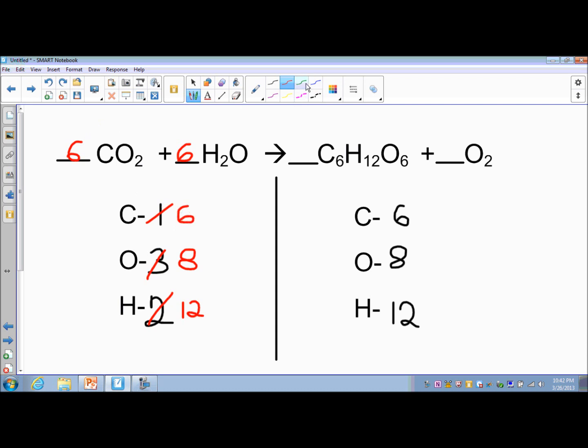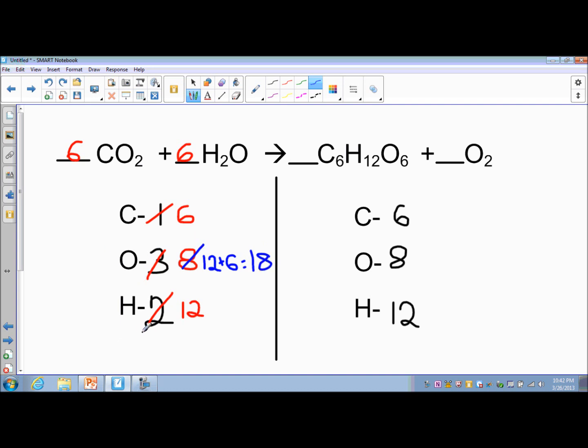Oh, but something has changed. Now my oxygen is going to be thrown off, because now instead of having 8 oxygens, I'm going to have 6 times 2, which is 12. And I'm going to have to add that with the other oxygens I have over here. So 6 times my invisible 1 subscript. So I now have 18 oxygens on my reactant side.